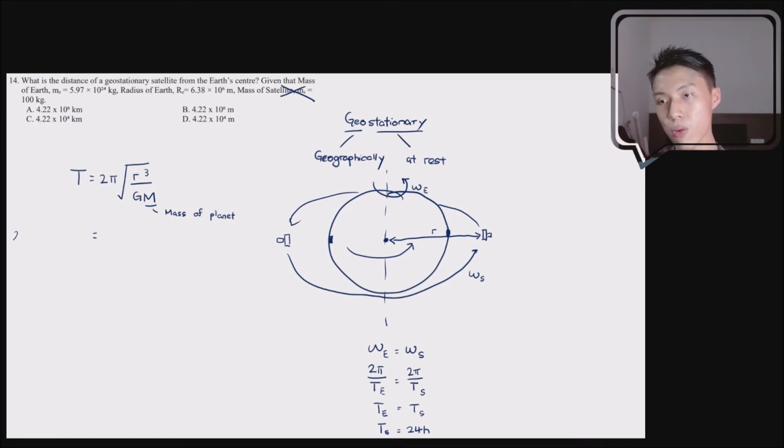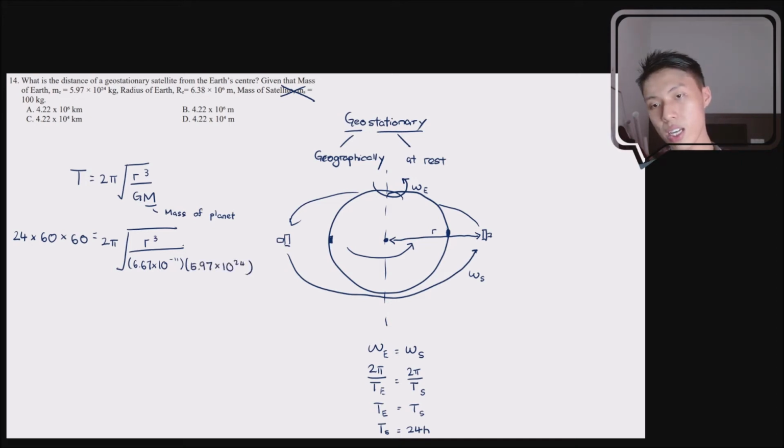So we know that this is 24 hours, but we do everything in SI units, so let's change it to seconds. So it's 24 times 60, 1 hour 60 minutes, 1 minute 60 seconds. So 2 pi, you're interested to find the distance, so leave it as r. The G over here is 6.67 times 10 to the power of negative 11. The mass of the planet is given over here, it's 5.97 times 10 to the power of 24. So these are all the information being given, and if you perform your calculation using a calculator, you should be able to obtain the answer for r to be equal to 4.22 times 10 to the power of 7 meter.